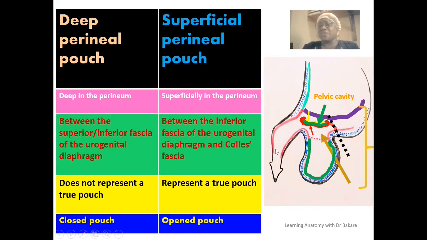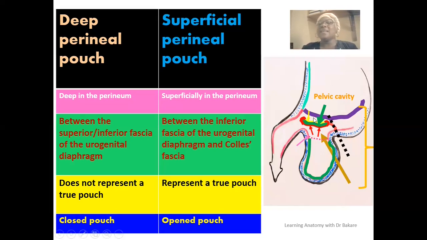So if you go to the superficial perineal pouch, you see that the superficial perineal pouch is then located between the inferior fascia of the urogenital diaphragm, and this is what is arrowed here in red. This can also be taken as a perineal membrane, and it is located between this fascia and also the Colles' fascia. And this is the Colles' fascia here that is arrowed at this point. So between these two fascia, which include the inferior fascia of the urogenital diaphragm and also the Colles' fascia, is where we have the superficial perineal pouch.